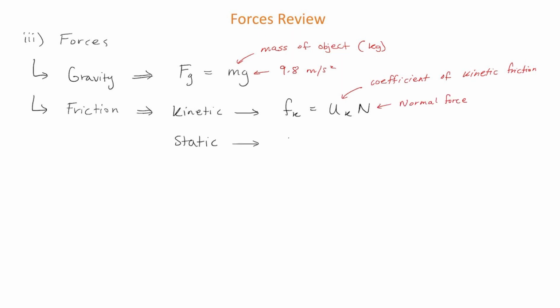Static friction can be found using this equation, which says that the static friction is equal to mu s times n. Technically, we're solving for the maximum static friction. Watch my lesson on friction forces if you want to understand this in more detail. And in this equation, mu s is the coefficient of static friction, and n is the normal force.